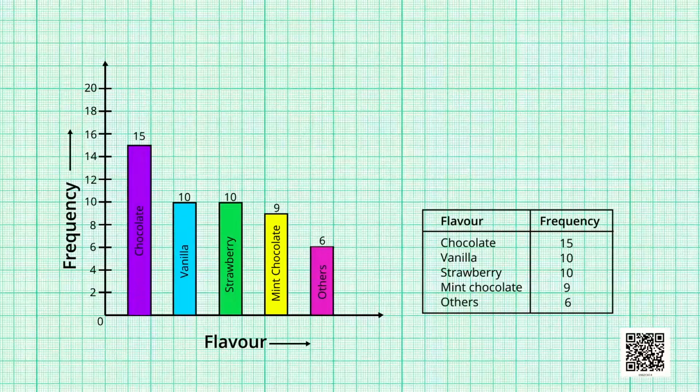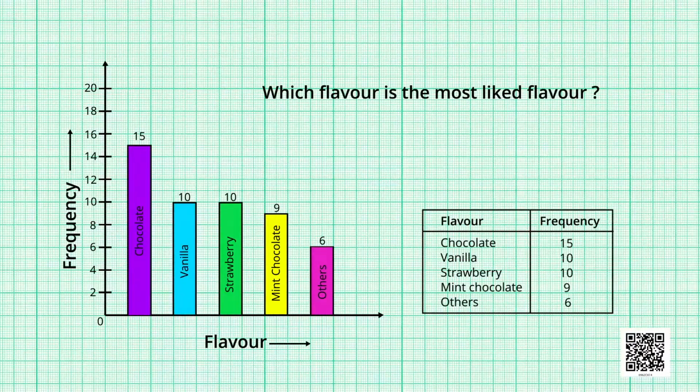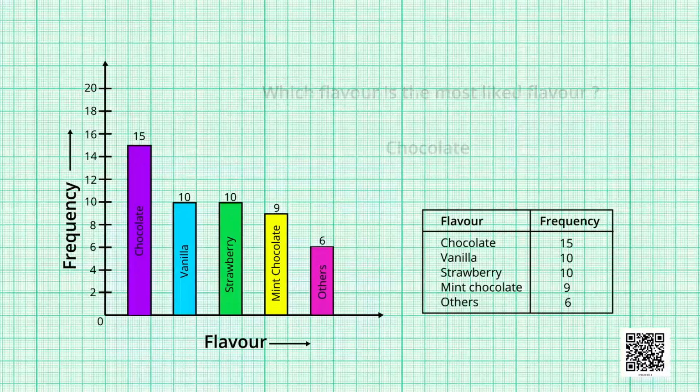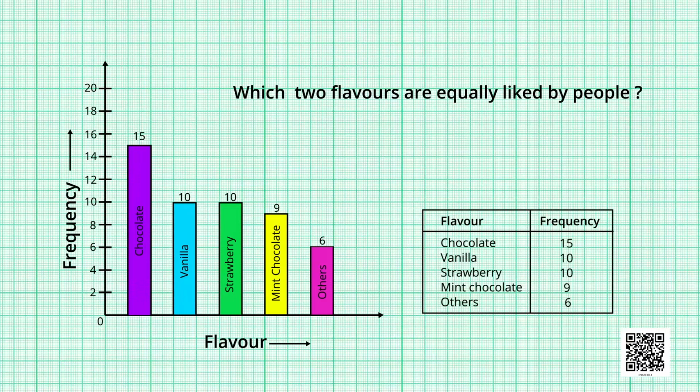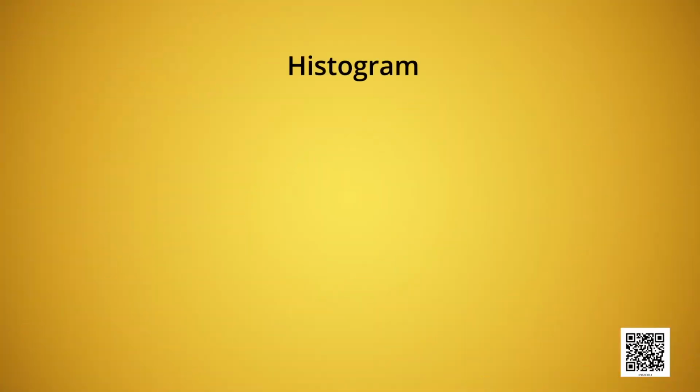So children, can you tell me which flavor is the most liked flavor? Yes, it is chocolate flavor. Which two flavors are liked equally by people? They are vanilla and strawberry. So children, let us learn how to draw a histogram.